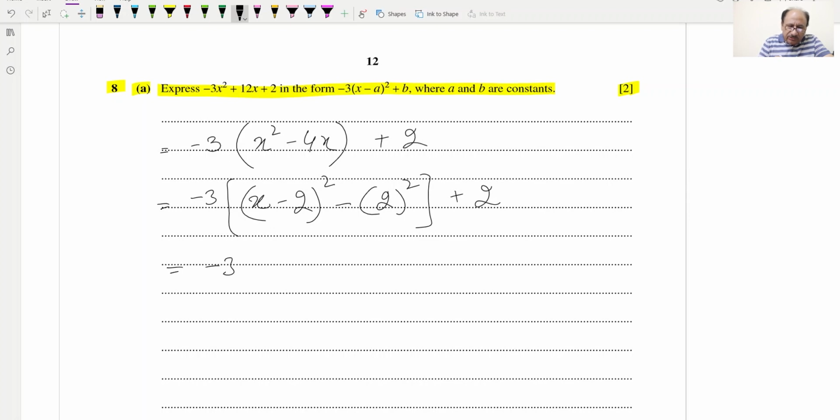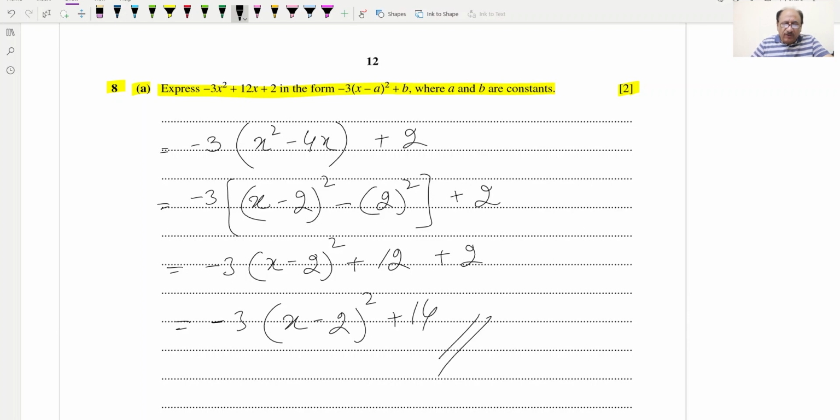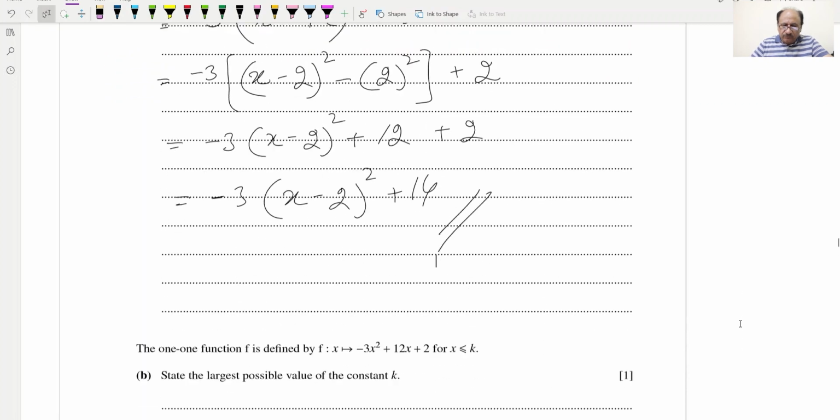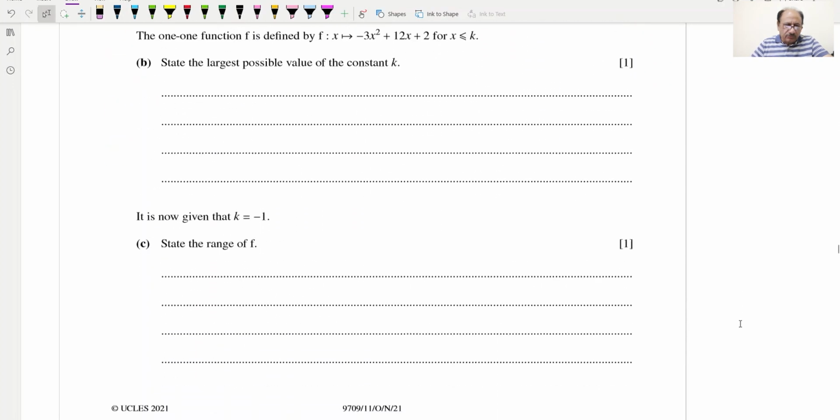Now we can open this bracket, so it will be minus 3 into (x minus 2) squared, and minus 3 multiplied by this will be plus 3 into 4, which will be 12, and plus 2. So the final answer will be minus 3 into (x minus 2) squared plus 14. This will be our final answer for this question. Hopefully you understood this, and it was a 2 mark question.